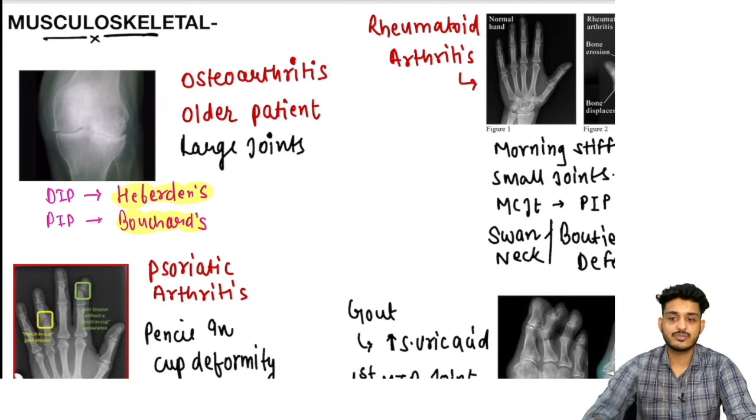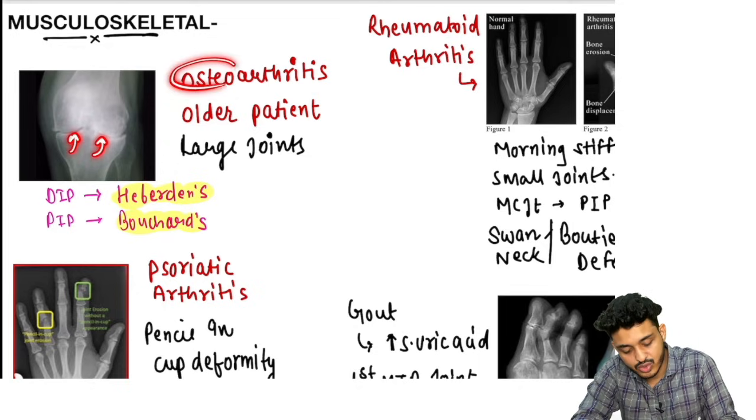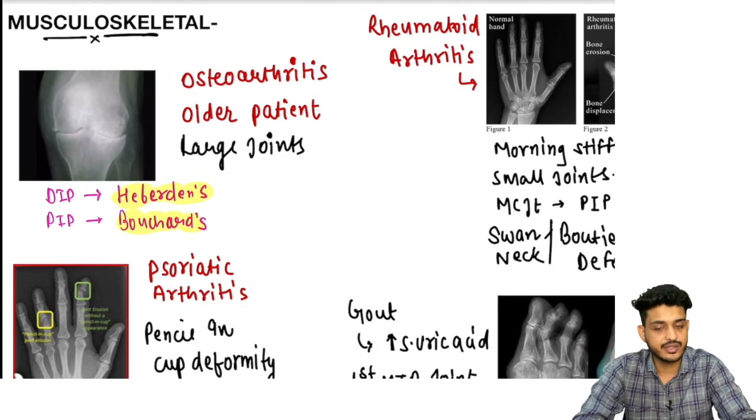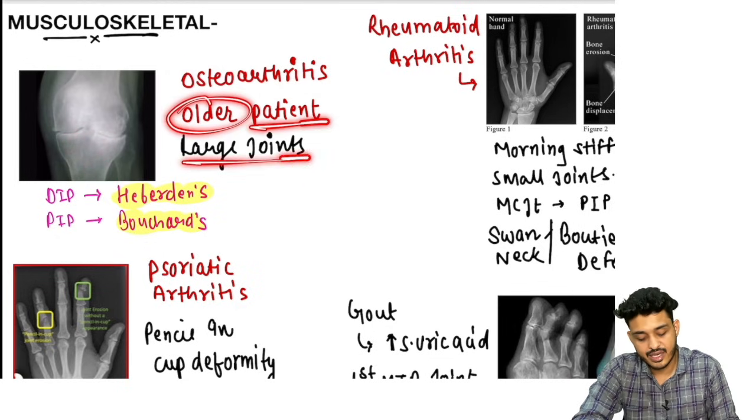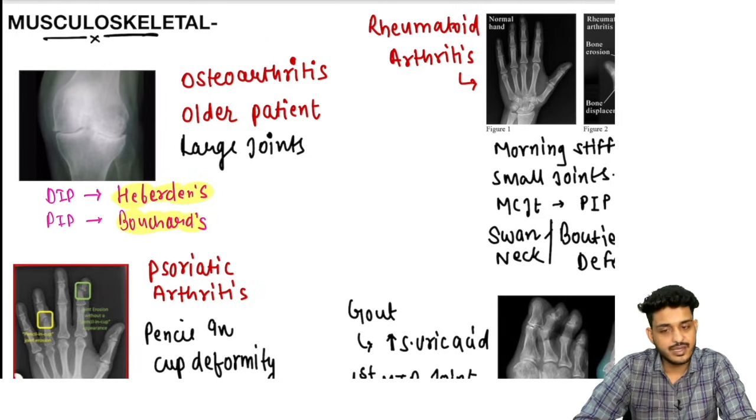Normally there should be some joint space, right? But here there is reduction in the joint space. This is known as osteoarthritis, generally seen in older patients and in the larger joints. We will advise our patient not to sit on the ground, right? We will give some basic advice and some treatment to the patient. The best treatment that we can offer is total knee replacement, TKR.